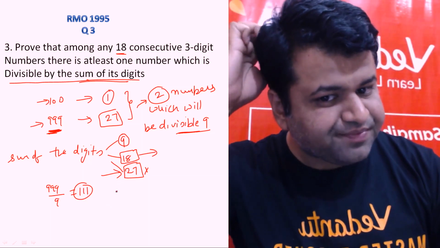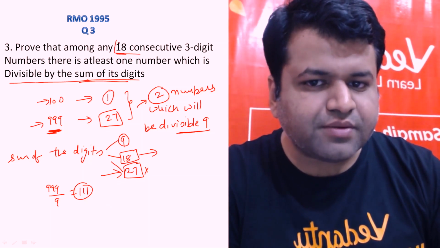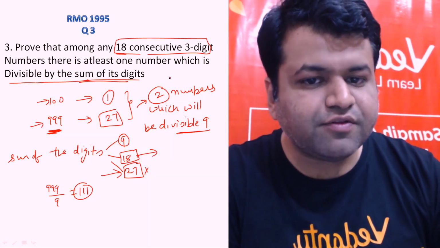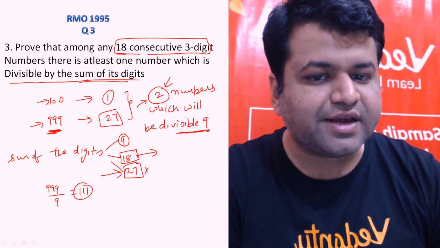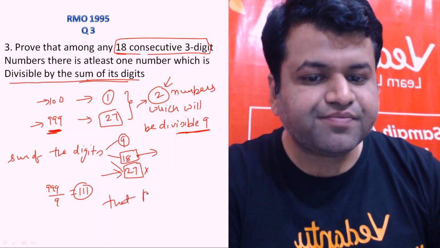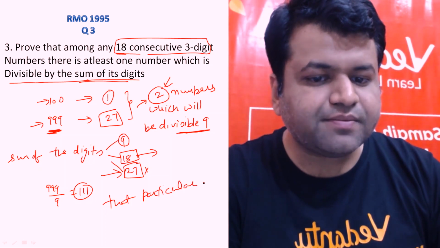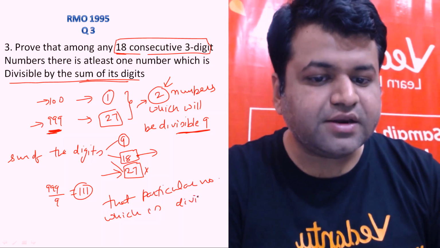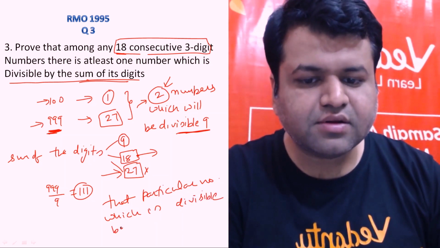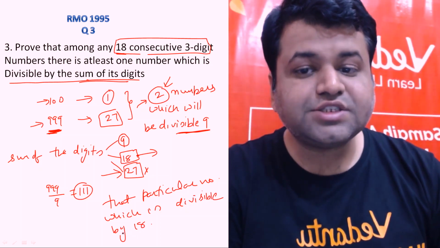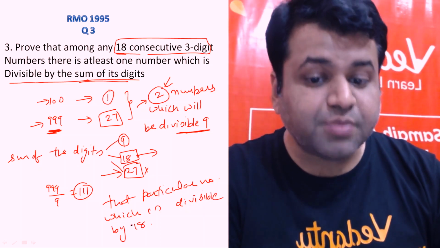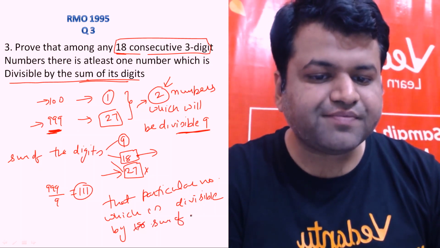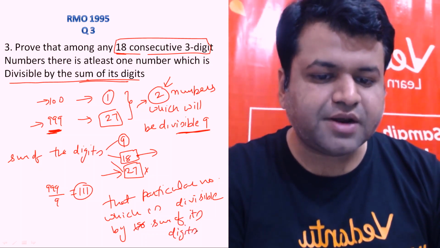As you can see, among 18 consecutive numbers, one number will definitely be divisible by 18, and that should be one of these numbers which are divisible by 9. So that particular number which is divisible by 18 will serve our property, that it will always be divisible by the sum of its digits, right? I hope this is pretty much clear now.